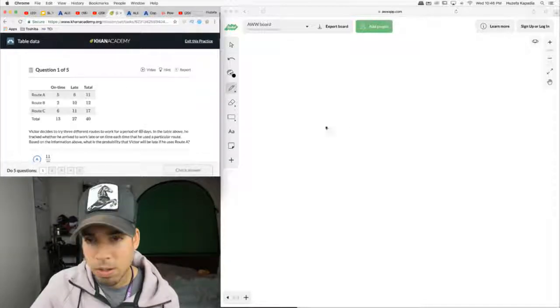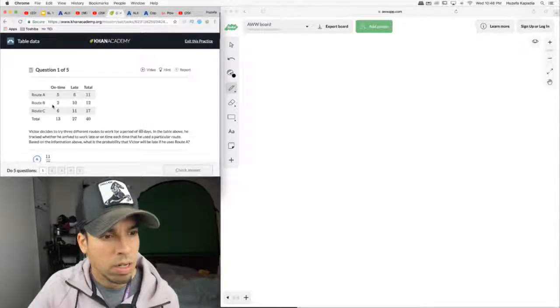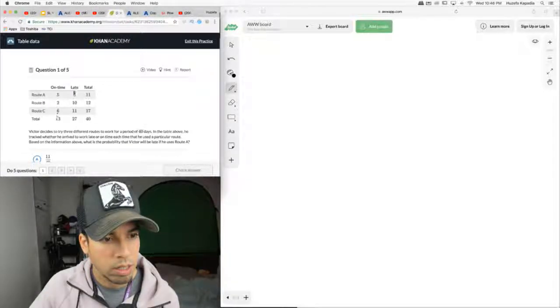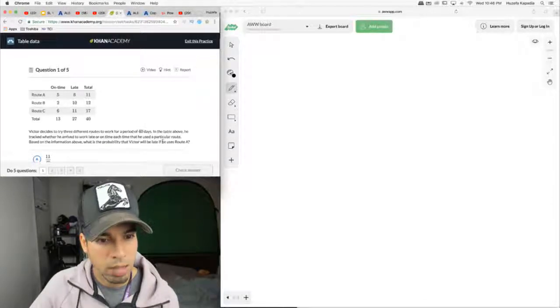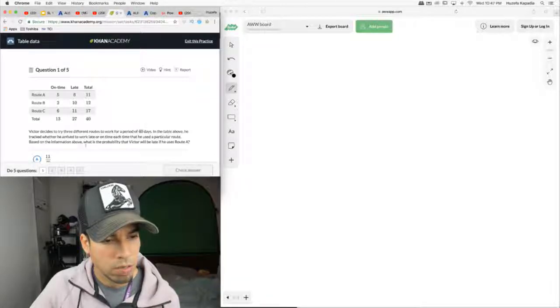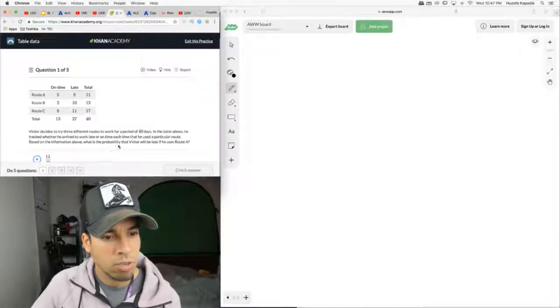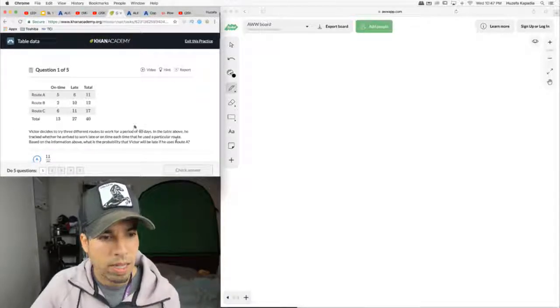As always, I'm solving these problems for the first time, which is part of the fun. Now we have route A. We've got this table with route A, route B, route C, on time, late, total. Okay, let's see what this means. Victor decides to try 3 different routes to work for a period of 40 days. In the table above, he tracked whether he arrived to work late or on time each time that he used a particular route. Based on the information above, what is the probability that Victor will be late if he uses route A?